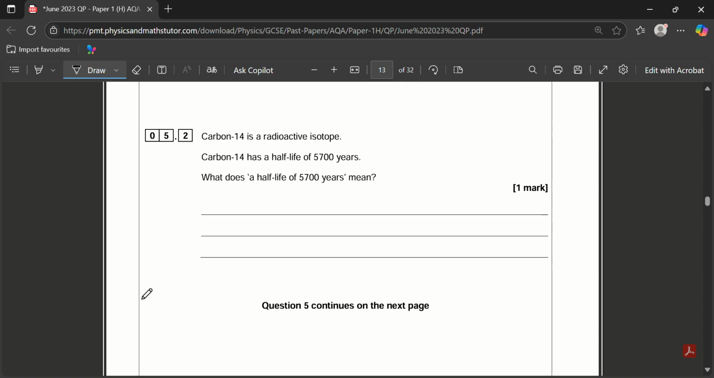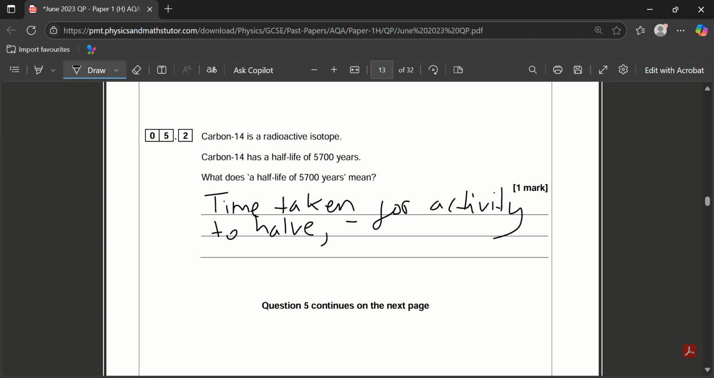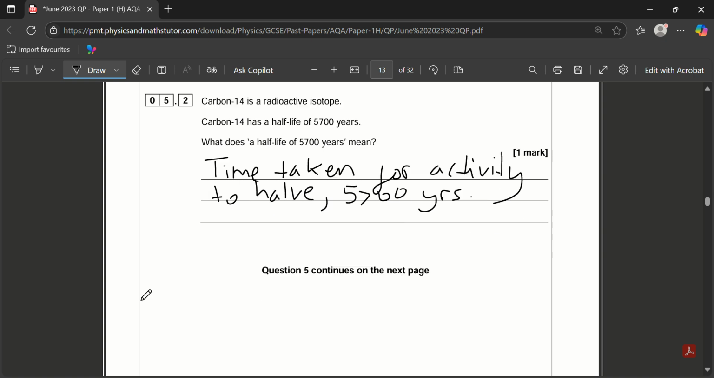Carbon-14 is a radioactive isotope. It has a half-life of 5,700 years. What does a half-life of 5,700 years mean? I think there's like 6 definitions of this half-life, but I liked using the activity one. So it's going to be the time taken for the activity of a radioactive sample to halve. In this case, it's 5,700 years.